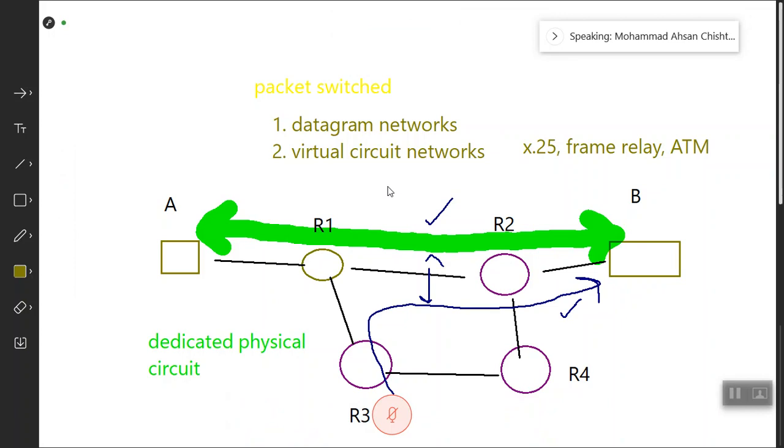Now, what happens here? We had a packet here. Let's say this is our packet. We broke it into a number of smaller packets and we named them 1, 2, 3, 4, 5, 6 and so on.